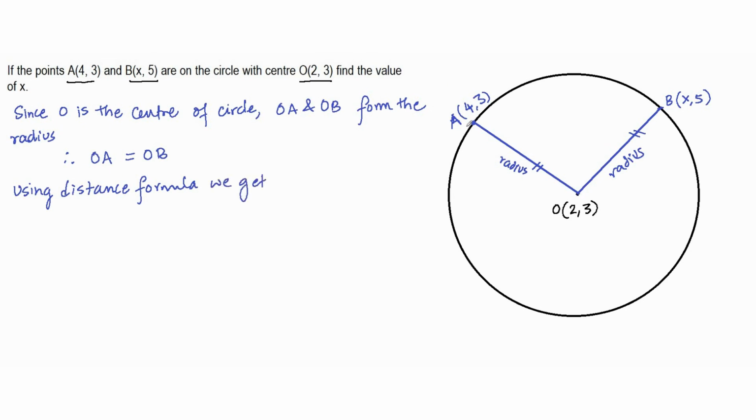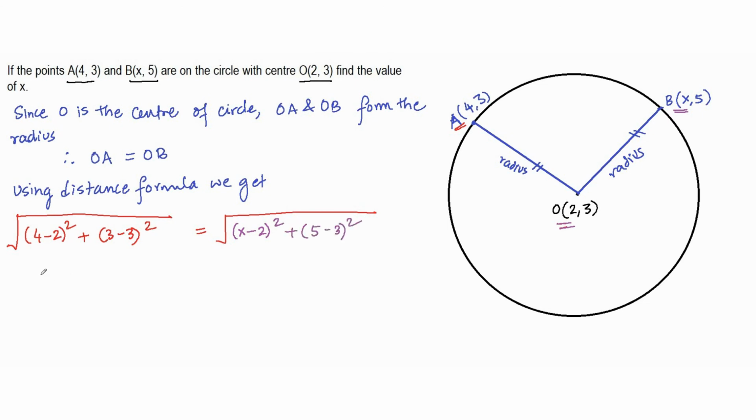So to find the length of OA, I will have to consider the coordinates of O and A. So it is going to be square root of 4 minus 2 the whole square, that's the difference in their x coordinates, plus 3 minus 3 the whole square. So this is going to be OA. And when I calculate OB, I will have to take the coordinates of points O and B. So OB is going to be x minus 2 the whole square, that is the difference in their x coordinates, plus 5 minus 3 the whole square.